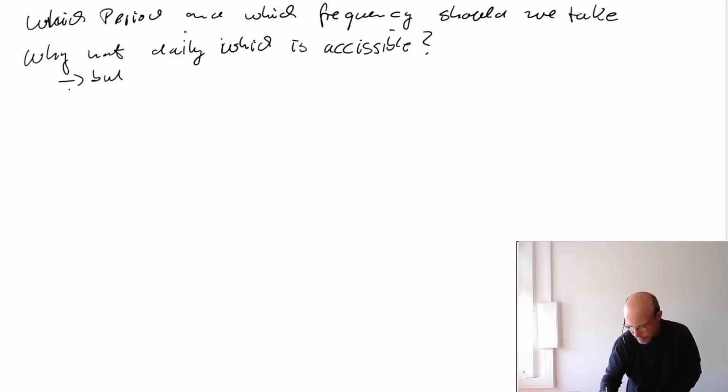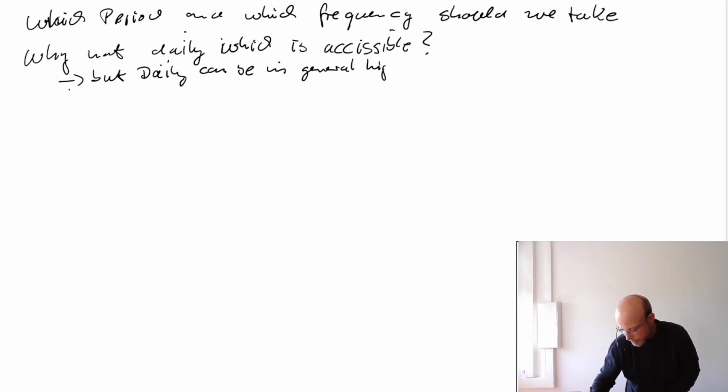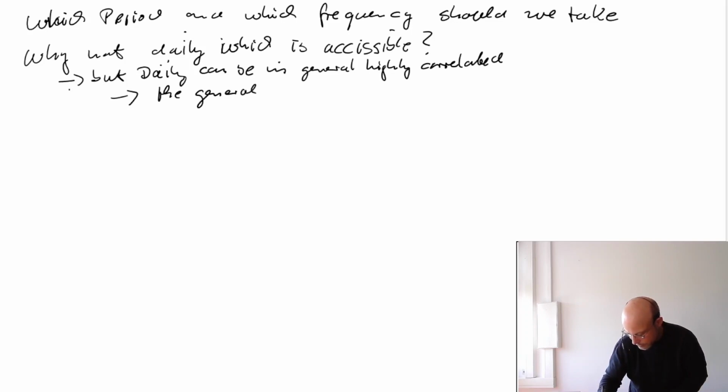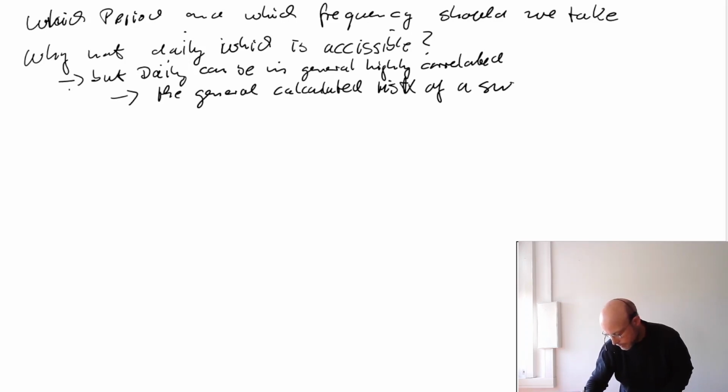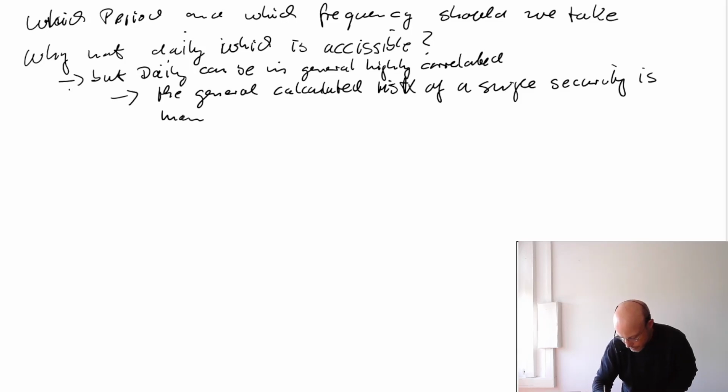So we can say, but daily data can be in general highly correlated, and this could mean that the general calculated risk of a single security is mainly driven by a short sub-period.